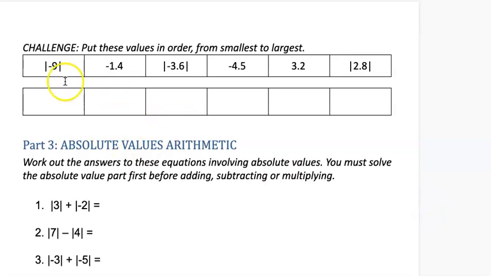So I will go over the challenge in part in a separate video. Basically, you have to find the absolute value of these 3 problems, or just the 3 that have absolute value, these ones right here, and then write it underneath, and then you're going to order it from least to greatest.